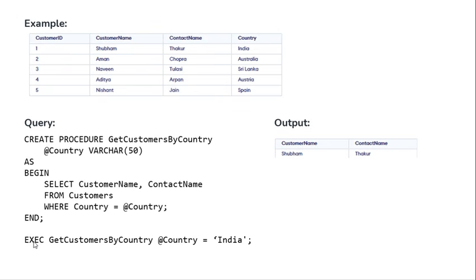We use EXEC, which means execute, then the procedure name GetCustomersByCountry, and the parameter @Country equals India. This parameter gets the value in the SQL query and finds only the customers from India, their names and contact names. The first record for India is Subham Thakur, so the output shows customer name Subham and contact name Thakur.